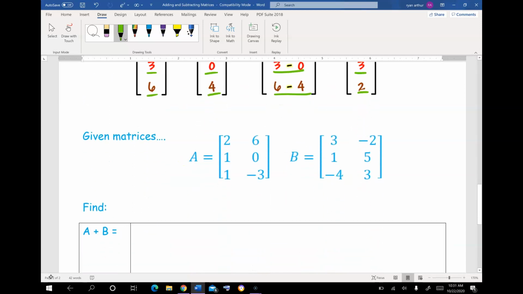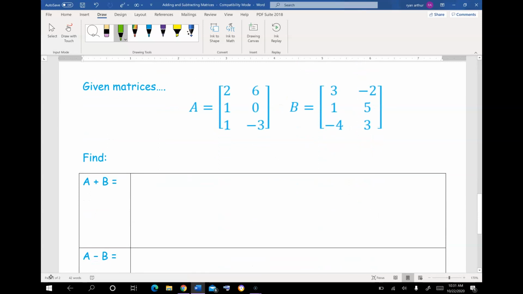All right, so let's actually do some examples. I'm giving you these matrices, matrices A and B, and I want to say A plus B, okay? So we're going to say A plus B. So we're going to build our matrices, okay? And we're just going to add the numbers. So we're going to say 2 plus 3, 5. 6 plus negative 2, and you can use a calculator if you want to, okay? 6 plus negative 2 is going to give me 4.